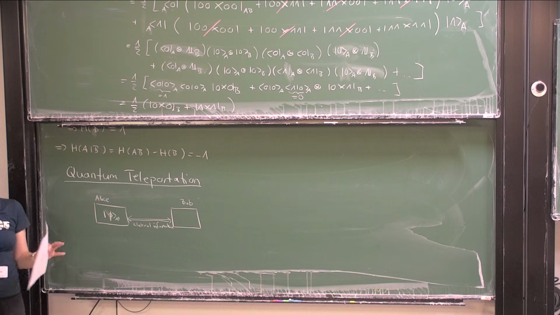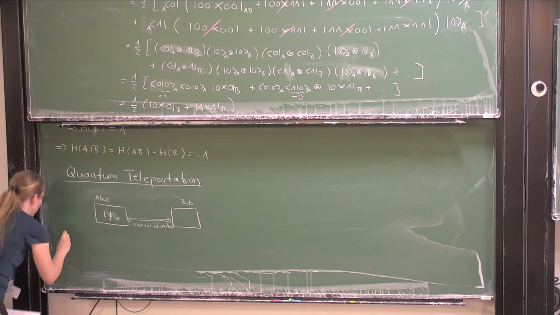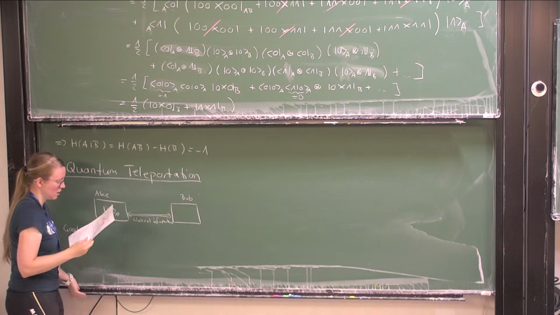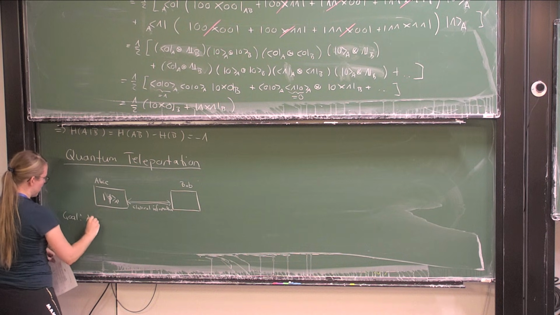But you can't just send the state. That would be too easy. The goal is, Alice wants to transmit the qubit state that she has to Bob.